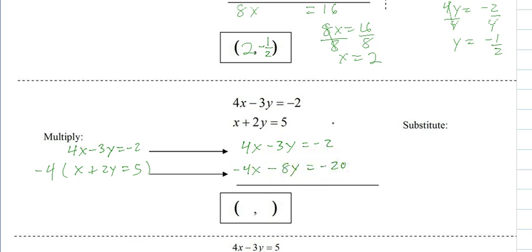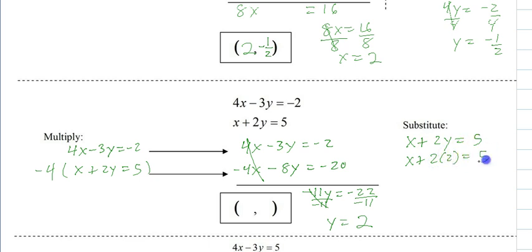And always double check you got all of them and did it correctly. So minus 4x minus 8y equals minus 20. When we add them, those cancel, and we get minus 11y equals minus 22. Divide by negative 11, and y is 2. Now we get to substitute. Again, this one's nicer looking, so I'm going to use that one. Plug in a 2 for the y. So x plus 4 equals 5, minus the 4. x equals 1. And there it is. 1 comma 2. That's our solution.